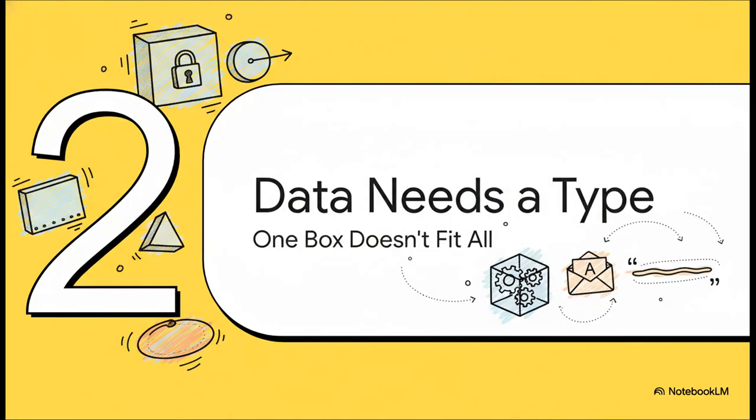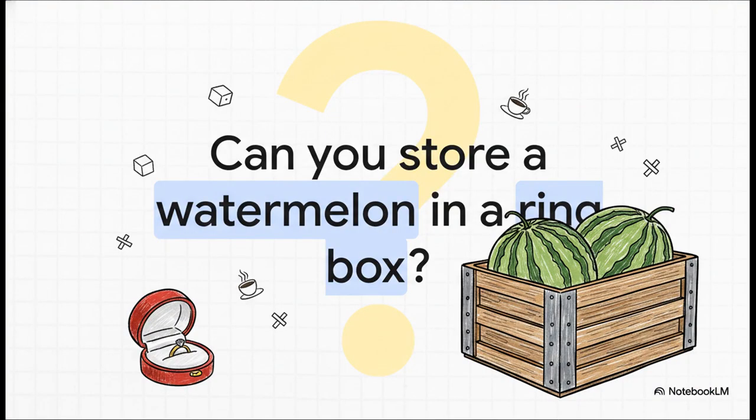Now that first step, choosing the right kind of box, is super important in Java. And that brings us to our next big idea: data types. Let's figure out why this is a rule you just can't break in programming. I mean, it's a silly question, right? Of course not. A watermelon just isn't going to fit in a tiny little ring box. You need the right size and shape of container for the job.